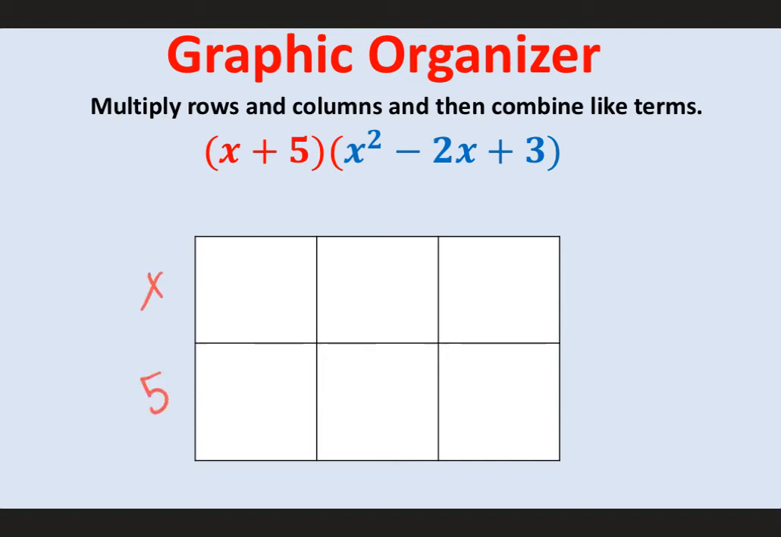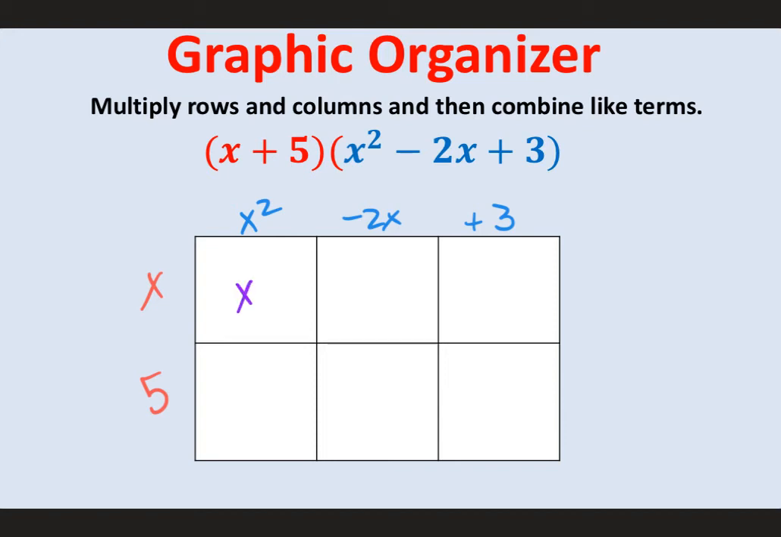And then you write the terms of the other one in the other row. So this would be x squared, this would be minus 2x, and this would be positive 3. This is just a graphic organizer. It helps you recognize what's being multiplied by what in each place and keep track of everything that's been multiplied, so that you don't forget something.